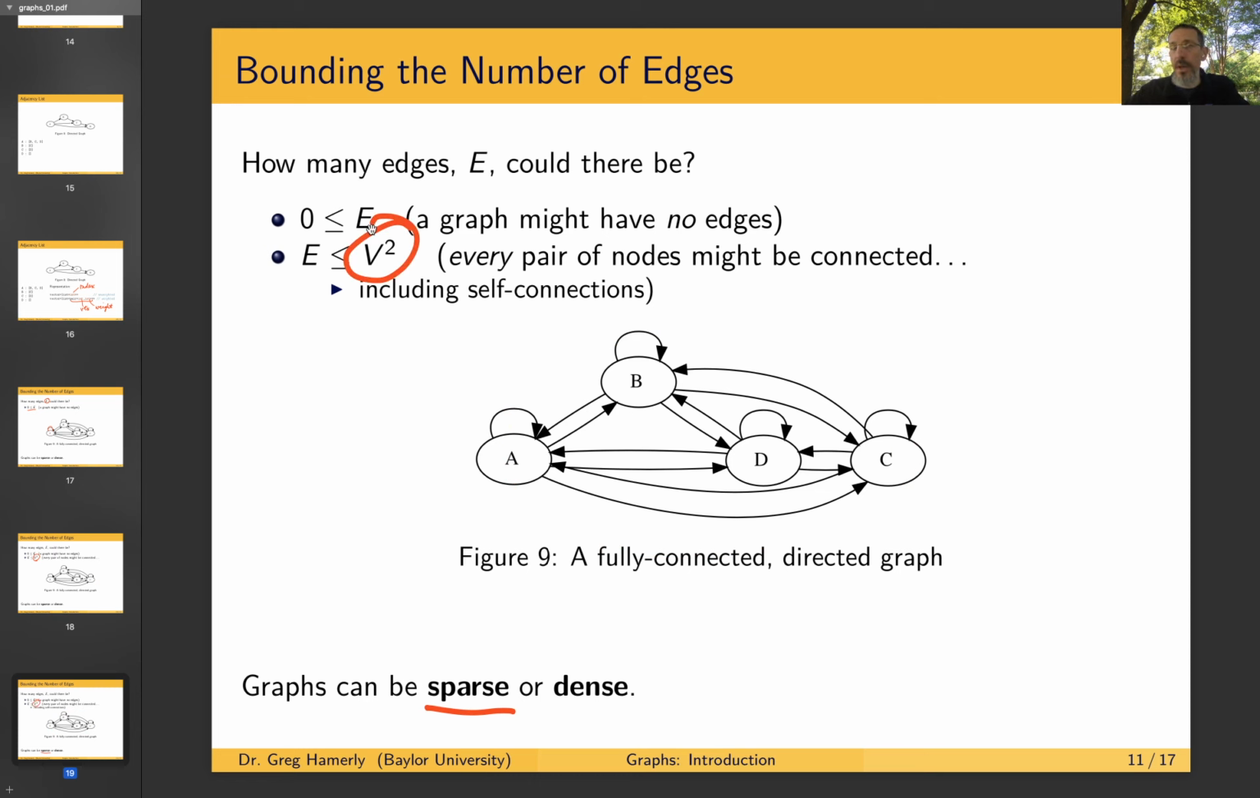So graphs can be more dense or more sparse. There's no hard and fast dividing line between these two, but I would say if the number of edges is close to the number of vertices, that would be sparse. And if it's closer to the number of vertices squared, that's definitely dense. In the middle ground, there's no dividing line. So sparse and dense are useful terms, but they are not precisely defined. But we will use them quite often when we talk about the running time of different algorithms under different conditions, whether on a sparse graph or a dense graph.